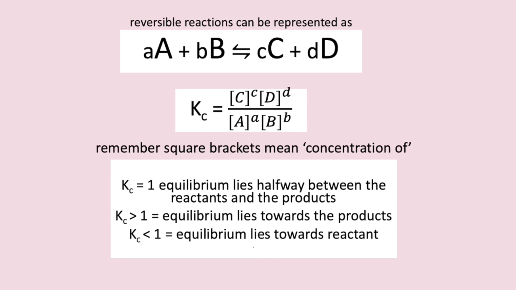Therefore, to calculate Kc, we have to figure out the concentrations of the reactants and the products. They may tell you this in the question, or you may have to use the equation moles equals concentration times volume to figure this out. Kc tells us a lot about where equilibrium lies. If Kc equals 1, equilibrium lies halfway between the reactants and the products. If Kc is bigger than 1, equilibrium lies towards the products. And if Kc is less than 1, equilibrium lies towards the reactants.